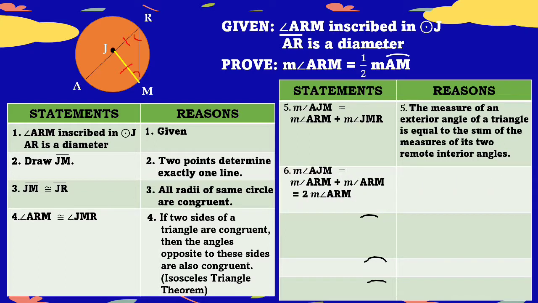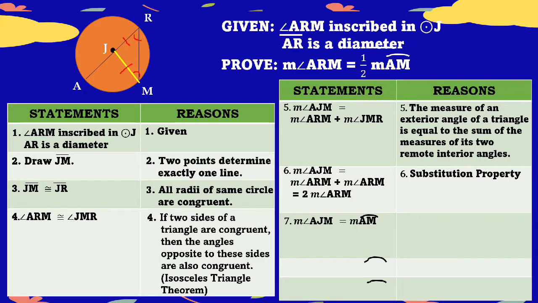So we will now substitute the value of the measure of angle ARM to the measure of angle JMR. That's why in number 6, the measure of angle AJM is equal to the measure of angle ARM plus the measure of angle ARM. This is equal to 2 measures of angle ARM. What property did we use? Yes, it is substitution property.